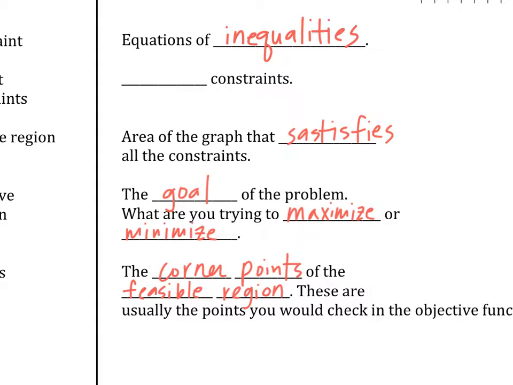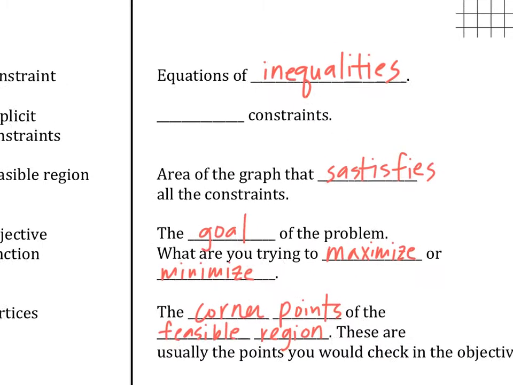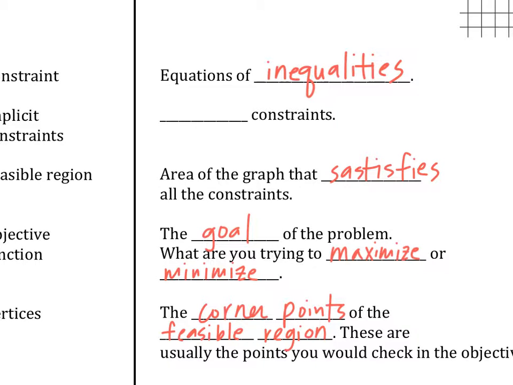And then implicit constraint, which for you right now doesn't really mean anything. Tomorrow, when we actually go over real life problems, then it's going to actually matter. So implicit constraints means it's implied.